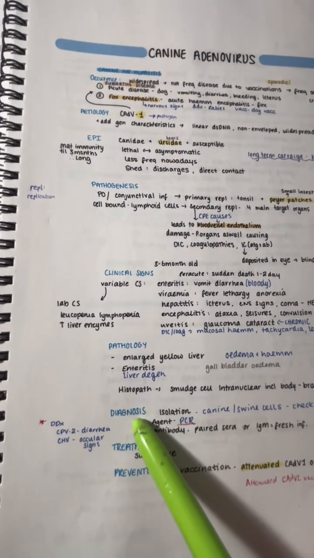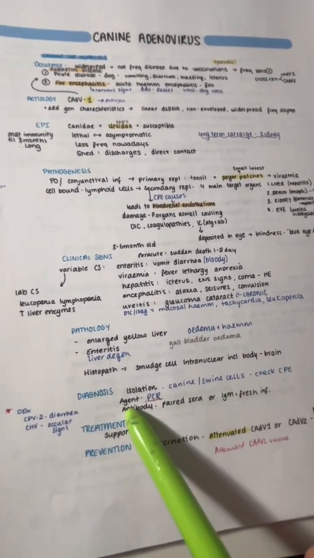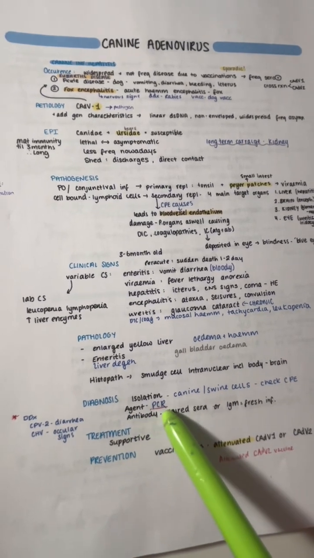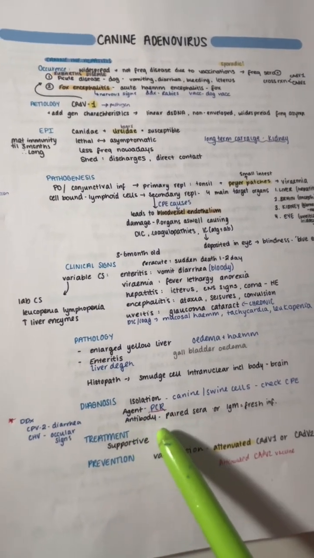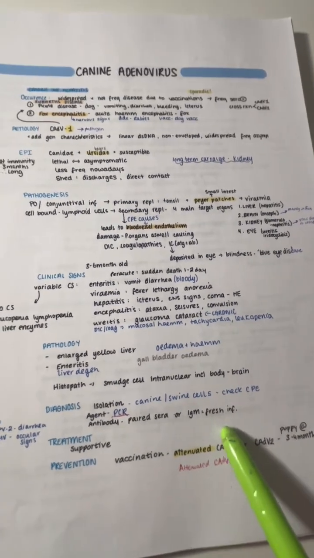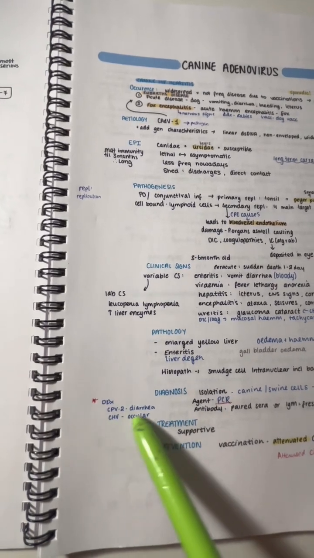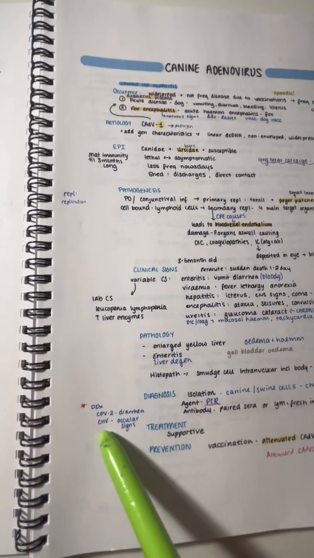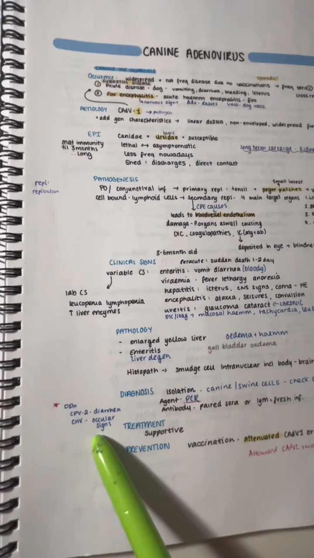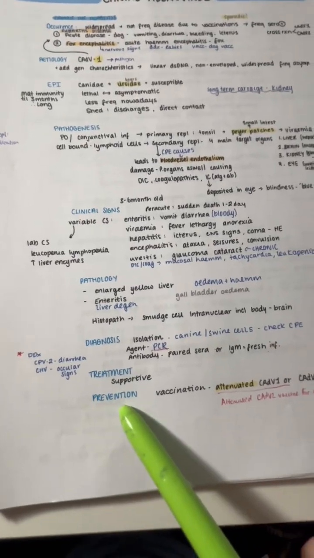For the diagnosis, the virus can be isolated in canine and swine cells. The method to detect the agent is PCR, and for antibodies, it can be paired sera or immunoglobulin in a fresh infection. The differential diagnosis is canine parvovirus 2 for the diarrhea and canine herpesvirus for the ocular signs. You give a supportive treatment, and for prevention, you give vaccination.